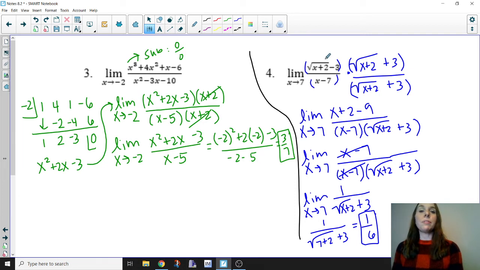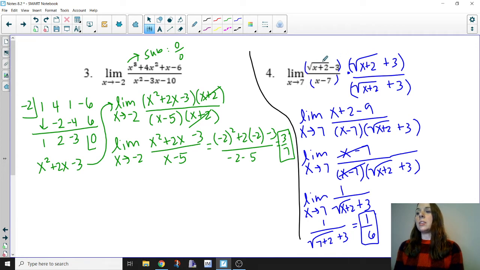In number 4, we could use a fun technique called multiplying by the conjugate, right? Does that seem familiar? Where in the numerator of this expression, we had the square root of x plus 2 minus 3. Its conjugate would be the square root of x plus 2 plus 3. And if I multiply the numerator and denominator by that conjugate, I'm not changing the expression because I'm really multiplying by 1. And so that's why I'm allowed to do that.